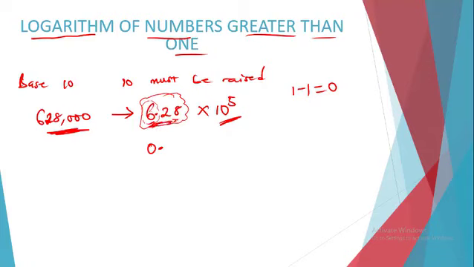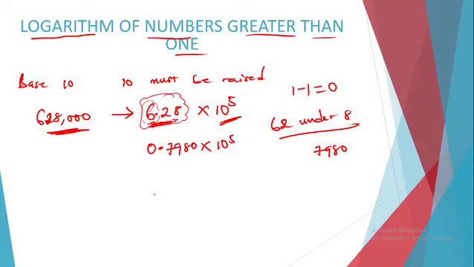How do we now search for this in the logarithm table? I know you know how to do that. This is 62 under 8. So you search for 62 under 8, and that will give us 7980. Is that correct? Then we add it here, 7980 times our 10 raised to power 5. That is to say that this is equal to 10 raised to power 0.7980 times 10 raised to power 5.